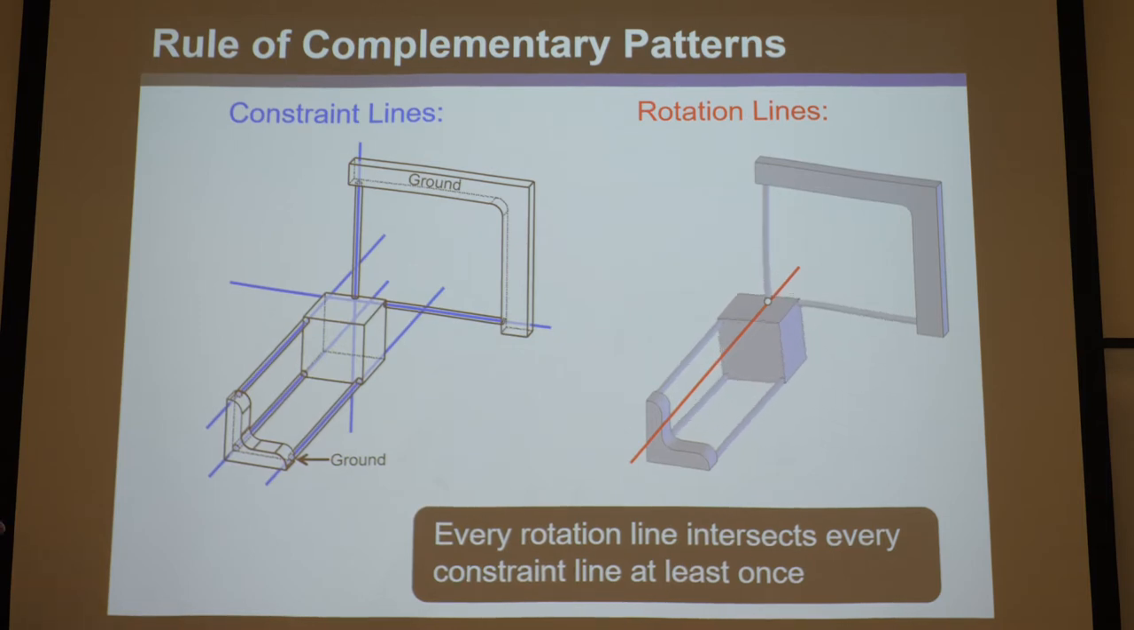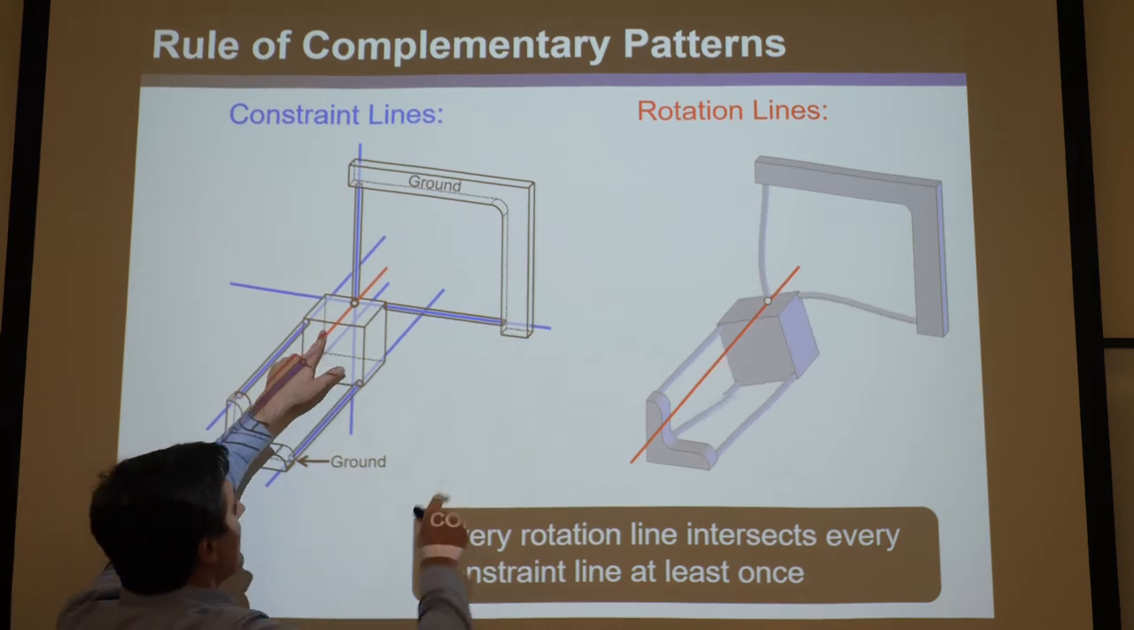But what does it mean here? What is this rule of complementary patterns? What do they mean? Every red rotation line intersects every constraint line at least once. Well, that is the condition that this red line satisfies for it to be an actual degree of freedom. So let's check. Is it true? Does this line intersect all these guys? Well, let's draw it on top of this to begin with.